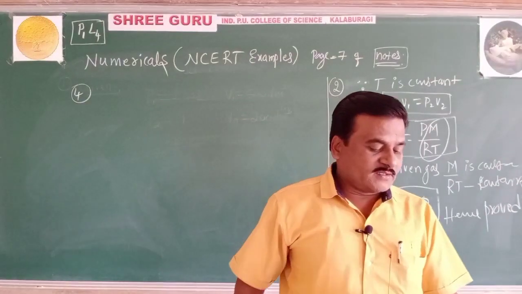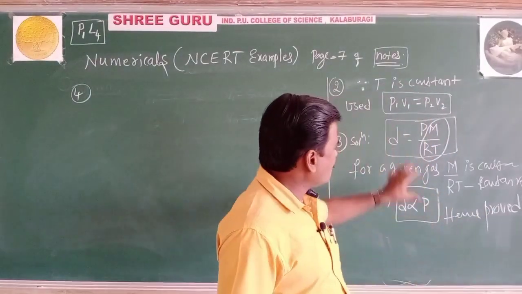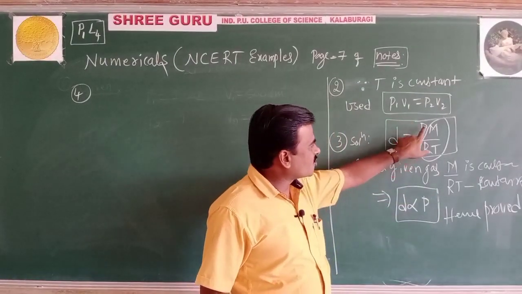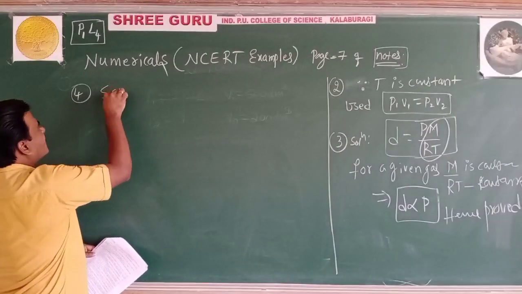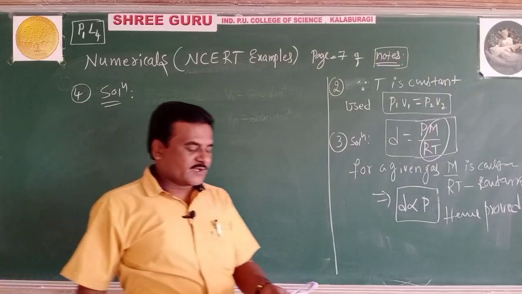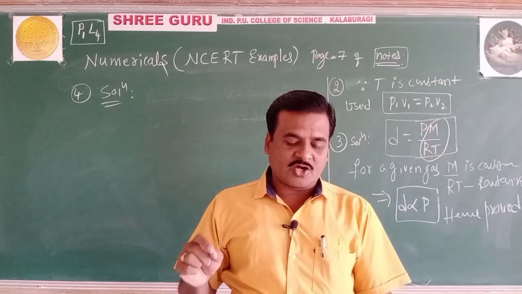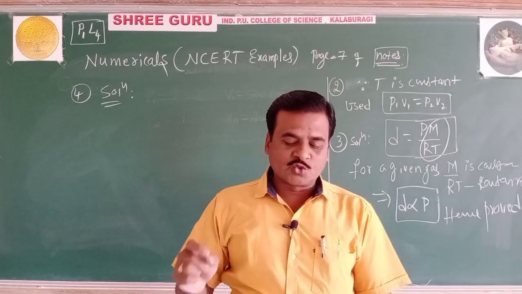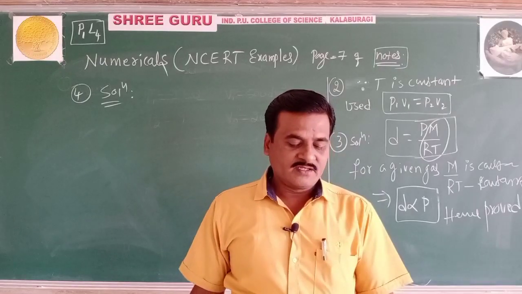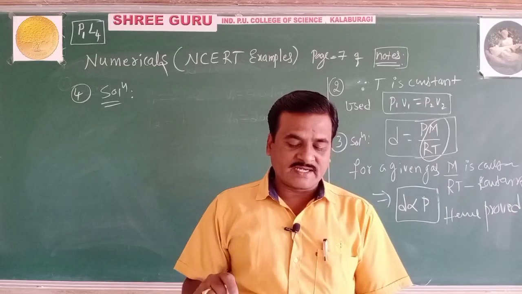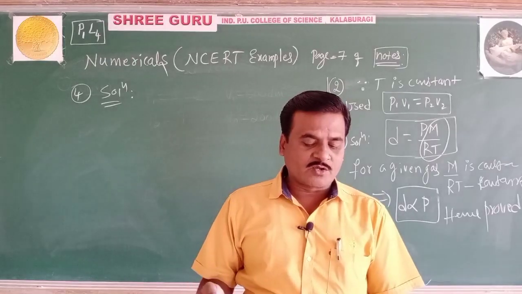See, what is the fourth one? At 0 degree Celsius, the density of a certain oxide, same, using the density equation D equals PM by RT. Let's see what is given. At 0 degree Celsius, the density of a certain oxide of a gas at 2 bar is the same as that of nitrogen at 5 bar. What is the molecular mass of the oxide?